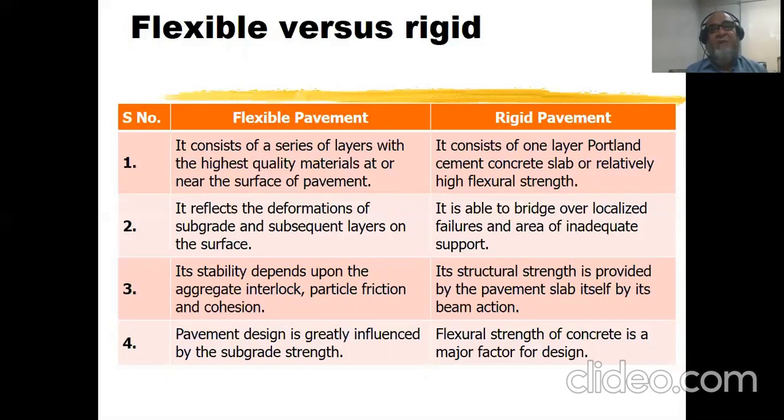Now, the flexible pavement reflects the deformations on the surface, while the rigid pavement just bridges over localized failures, acting like a simply supported beam. The stability depends on the aggregate interlock, particle friction and cohesion between the aggregates. And as I said, in the rigid pavement, all the strength is provided by the slab itself. So aggregate has a smaller contribution as compared to the flexible pavement. Yes, the pavement design is greatly influenced by subgrade strength, but in a rigid pavement, the flexural strength of concrete is a major factor.